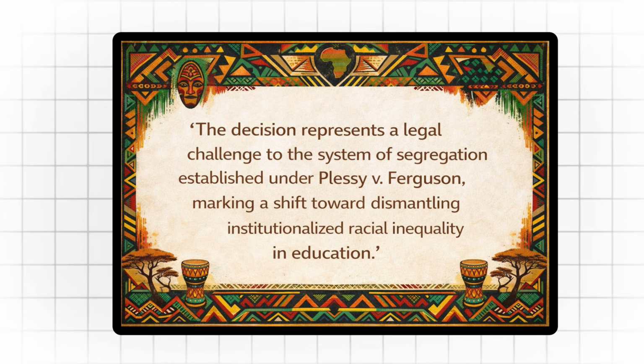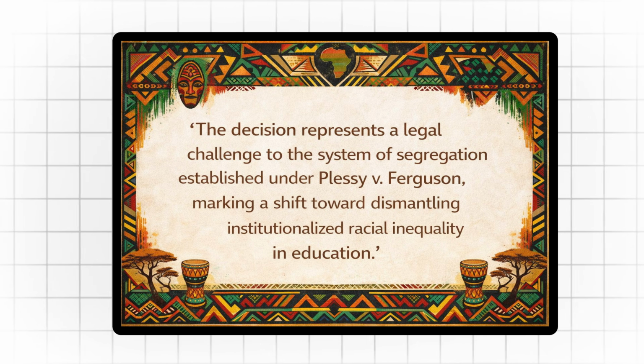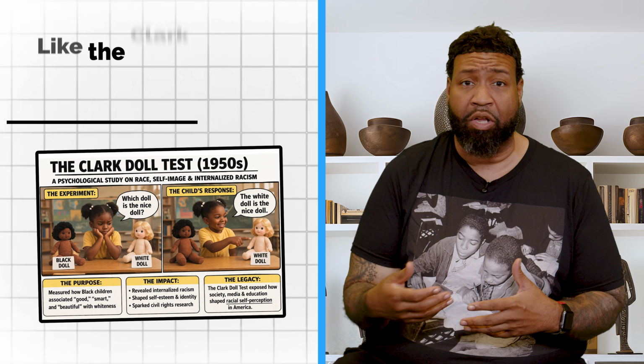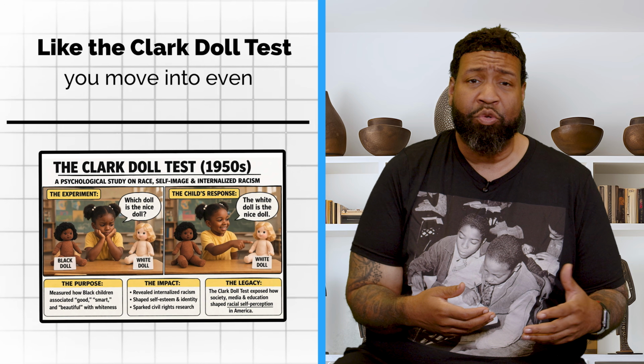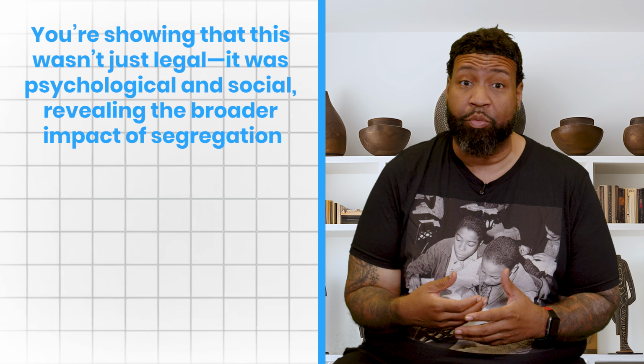The decision represents a legal challenge to the system of segregation established under Plessy v. Ferguson, marking a shift towards dismantling institutionalized racial inequity in education. And if you layer in evidence, like the Clark doll test, you move to even stronger analysis. You're showing that this wasn't just legal, it was psychological, social, and political, revealing the broader impact of segregation.